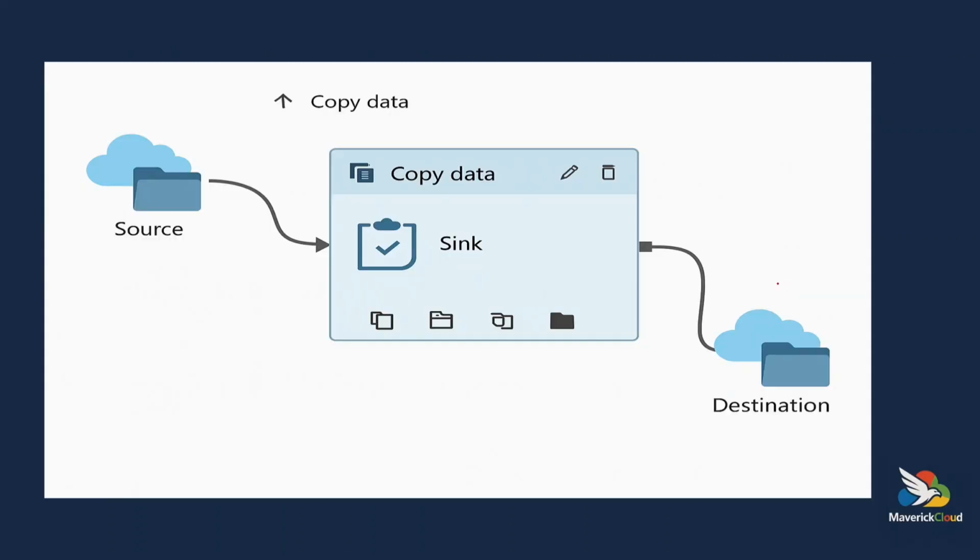Let's try to understand. We have a source where data is stored and we want to move the data into our destination. So inside ADF, inside Azure Data Factory, we have to use copy activity to make the connections from source to sink, and then we can move the data easily by using copy activity.